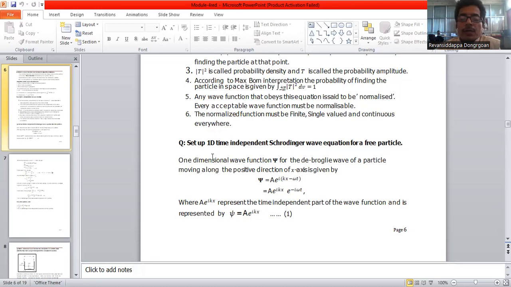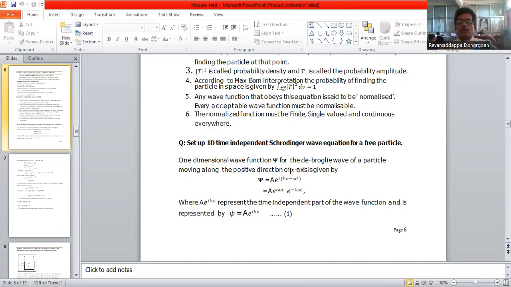So I am taking the one-dimensional wave function for the de Broglie wave of the particle. You know that for this pen, what is the de Broglie wavelength? The de Broglie wavelength lambda is always inversely proportional to its mass, velocity or momentum. That is, lambda is equal to h by p.